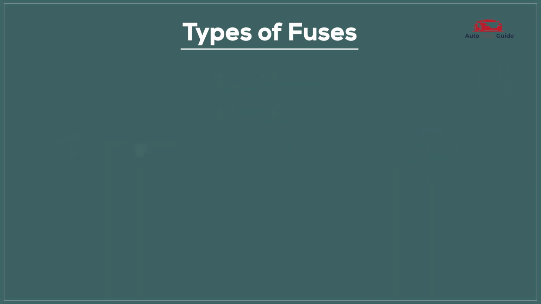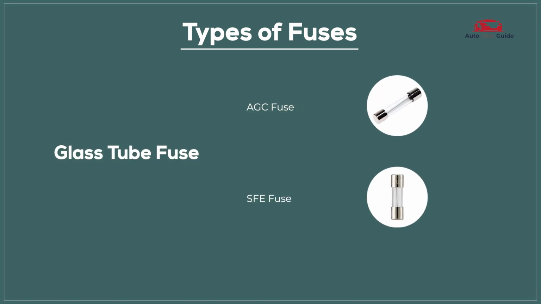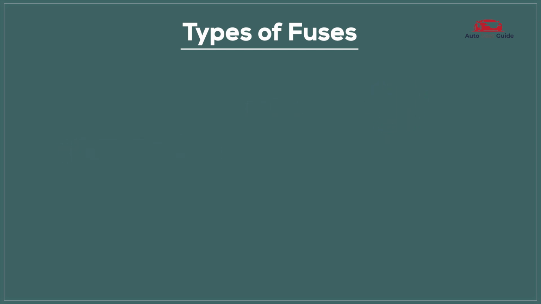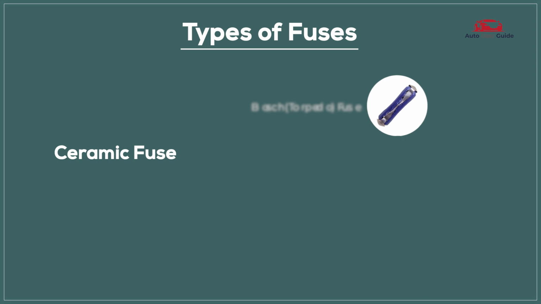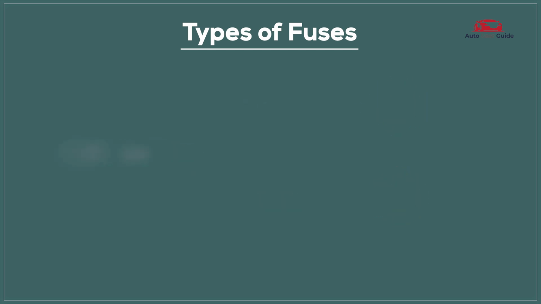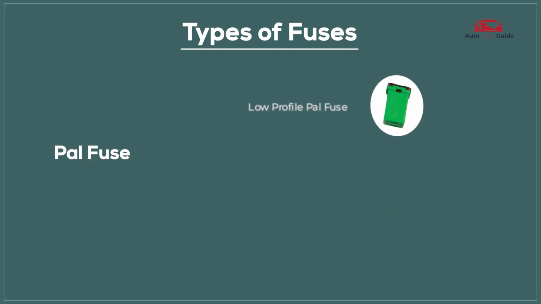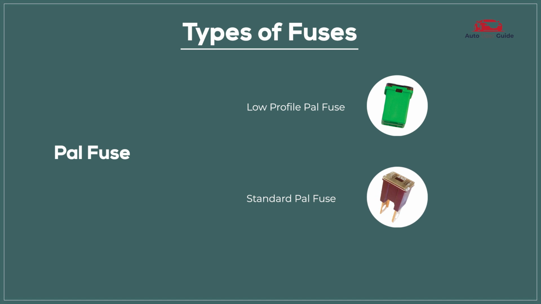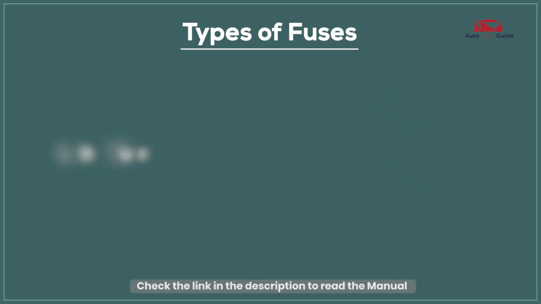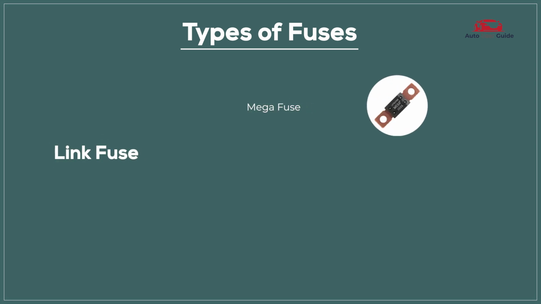The engine compartment fuse box in the 2011 glass tube fuse, a GC fuse, 250 SFE fuse. Circuits such as the PCM, fuel pump, cooling fan, and ceramic fuse. Bosch fuse is cartridge and DIN fuse, along with relays for efficient circuit protection. The box is designed for optimized thermal performance and PAL fuse, low-profile PAL fuse, standard PAL fuse, link fuse, mega fuse, high amperage link fuse.